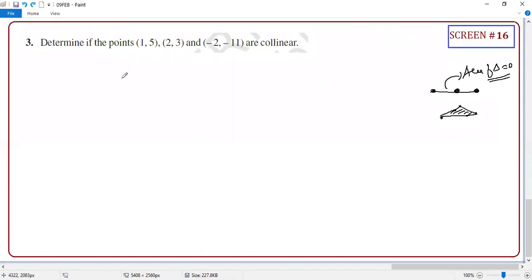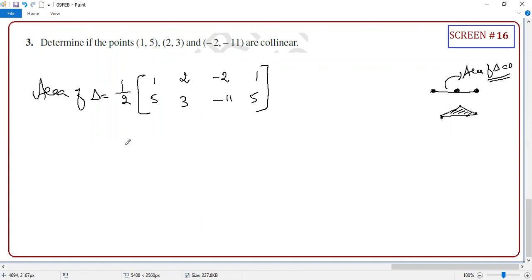So how are you going to prove they are collinear? Simply you will take the area of the triangle. Area of triangle is 1 upon 2 into 1 into (5 minus 2), 3 into (minus 2 minus minus 11)... Start quickly. 3, 10, minus 22, minus 10. How easy! Correct or not? 10, minus 6, minus 6, minus 11.